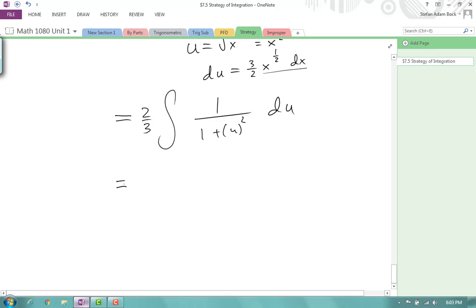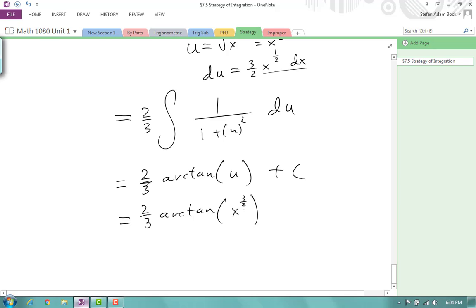And I've seen that integral enough times, it's one of our favorites. This leaves me with 2/3 arctangent of u plus c. And the u is, of course, x to the 3/2. This is 2/3 arctangent of x to the 3/2. Or x root x, or the square root of x cubed. However you want to write it.